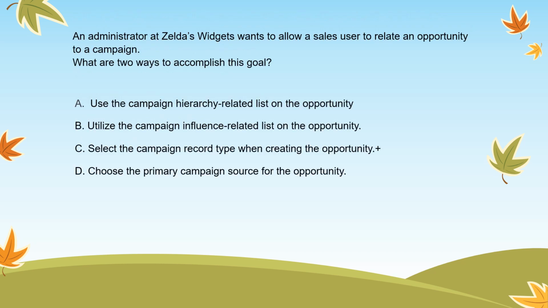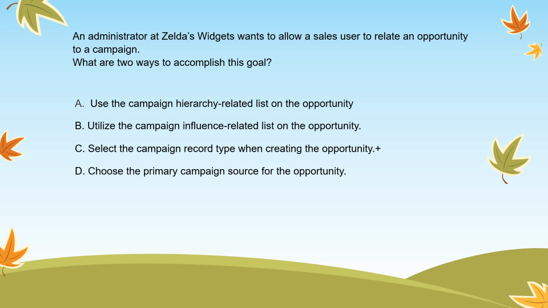An administrator at Zelda's wants to allow sales users to relate an opportunity to a campaign. What are two ways to accomplish this goal? A, use the campaign hierarchy related list in the opportunity. B, utilize the campaign influence related list on the opportunity. C, select the campaign record when creating the opportunity. D, choose the primary campaign source for the opportunity.